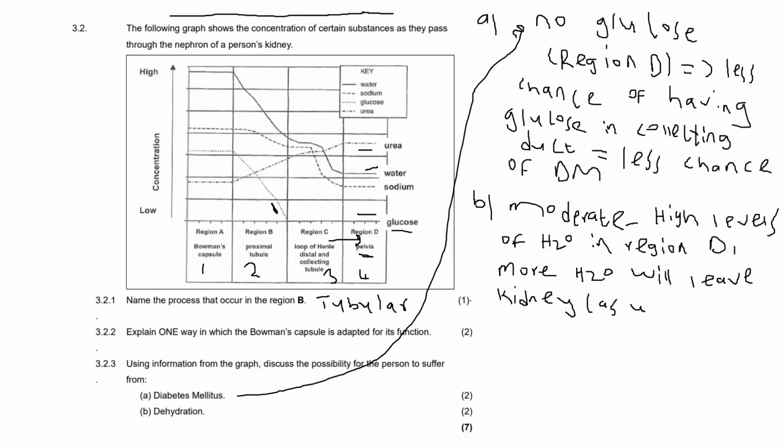And if you've got more water that's leaving the kidneys, therefore there's a high possibility that this person will be undergoing dehydration because they're losing a lot of water. High possibility of dehydration because more water is going to be released in the form of urine. So that'll be your answer.